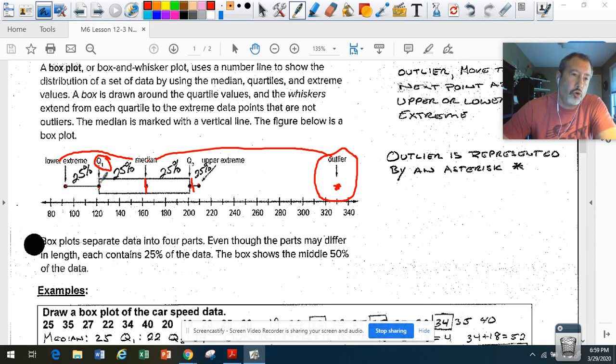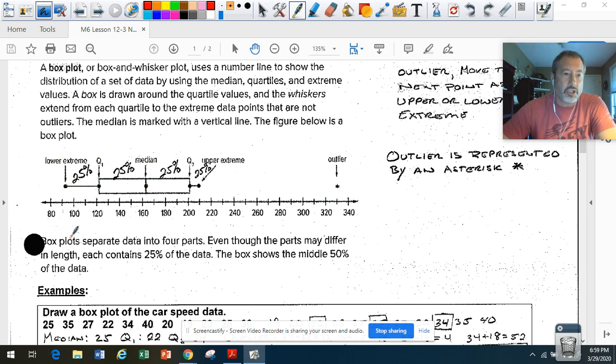As you know, we do put a box, this is known as our box plot, around our Q1 to Q3. And then, as you know, from Q1 to our lower extreme are our whiskers, and from Q3 to the upper extreme, that is our whisker there. Now, as you do know, it says the box plot separates the data into 4 parts. Even though the parts may differ in length, as you see, this is longer than maybe this piece over here, each contains 25% of the data.